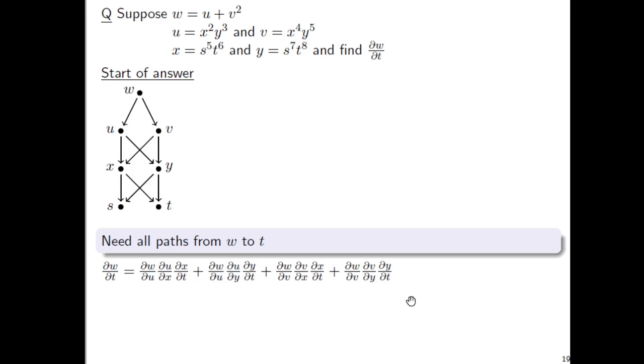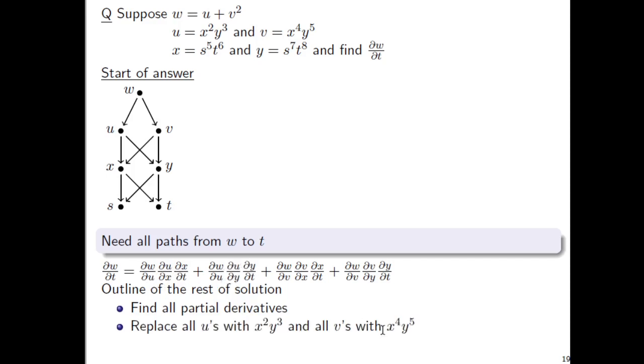You should now just try this on your own. I tried to just write the slide, and then I ended up commenting out what I put in. Here's the outline of the rest of what you need to do. Find all the partial derivatives that are requested up here: dw du, du dx, dx dt, and so on and so forth. And then replace intermediate variables, but you're going to have to do this in stages. I would suggest you replace all the u's that you see with x squared y cubed, and all the v's with x to the fourth y to the fifth, and replace all the x's with s to the fifth t to the sixth, and all the y's with s to the seventh t to the eighth.